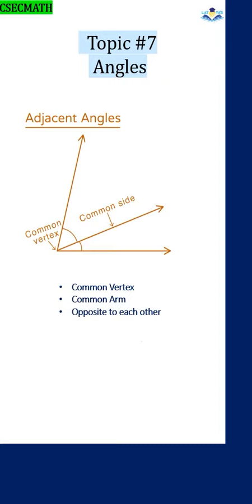Adjacent angles are those angles that are always placed next to each other in such a way that they share a common vertex and a common side, but they do not overlap each other. Two angles are adjacent when they have a common side and a common vertex. A common vertex, that is a common point, and they don't overlap.